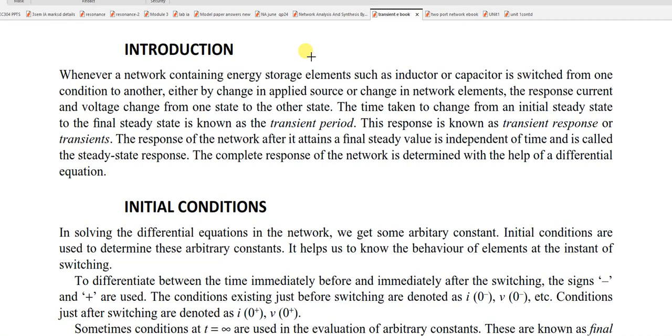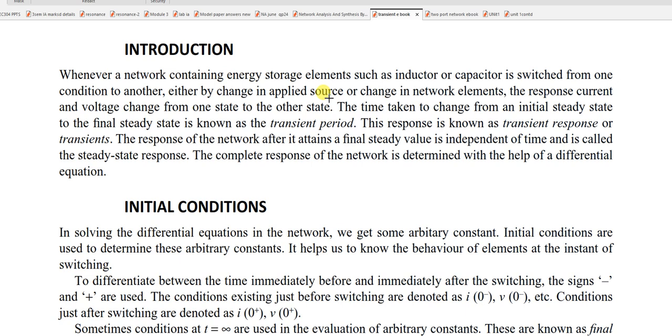So let me explain what is transient behavior and initial conditions. Introduction: whenever a network containing energy storage elements, such as inductors or capacitors, is switched from one condition to another, either by a change in applied source or a change in network elements, the response current and voltage change from one state to another state.